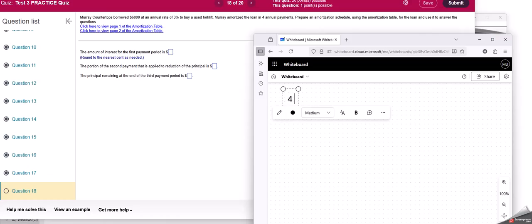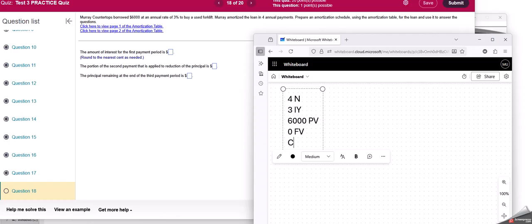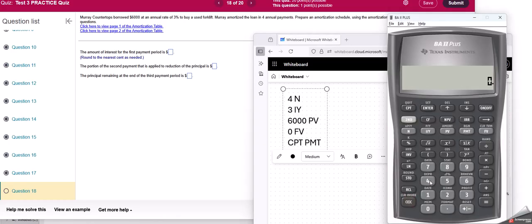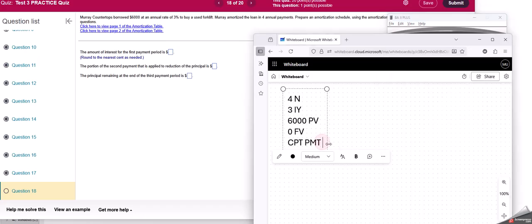So we've got 4 as our N, 3 as the IY, 6,000 as our PV, no future value on the loan, and then we'll compute the payment. So coming back to our calculator, 4 is our N, 3 is the IY, 6,000, again, I'll hit the plus or minus button to make it negative, is the PV, no future value on a loan, and then compute the payment. So $1,614.16.